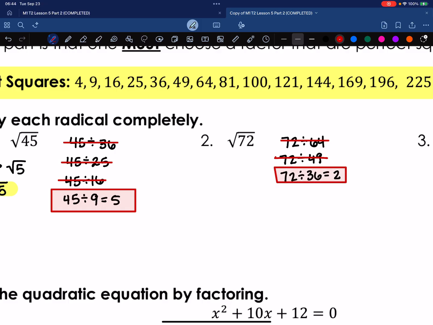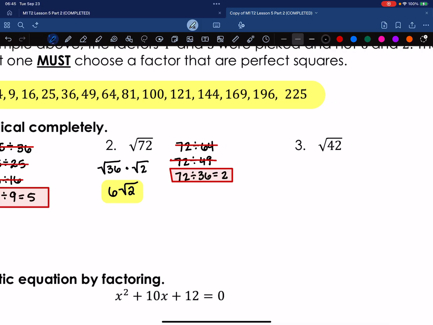Okay, so what we can do is we can take 72 and we can break it down into the square root of 36 times the square root of 2. 36 times 2 is 72. So then from here, we know the square root of 36 is 6, and the square root of 2 cannot be simplified anymore, so we get 6 square root of 2.